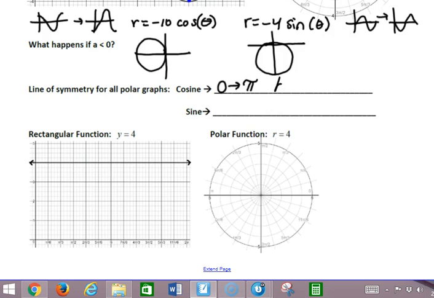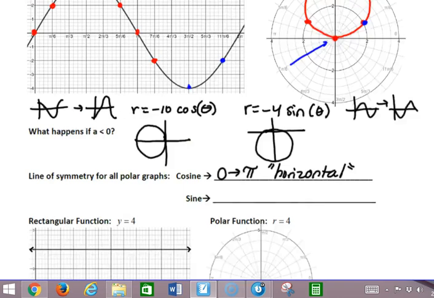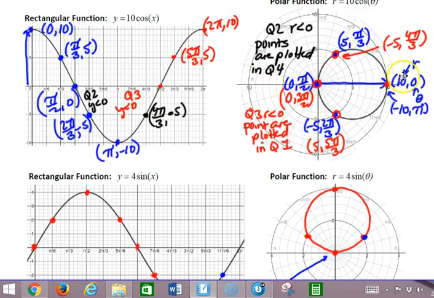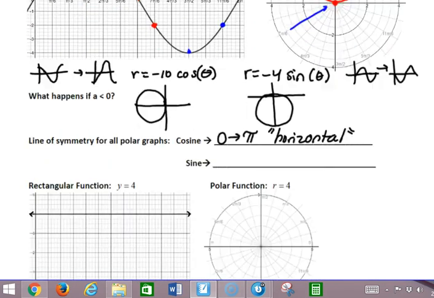And that gives me a horizontal line of symmetry. Now I'm going to call that horizontal, kind of in parentheses, because technically we don't really think about horizontal and vertical with a polar function. But this sideways line from 0 to pi is the line of symmetry for all cosine polar graphs.